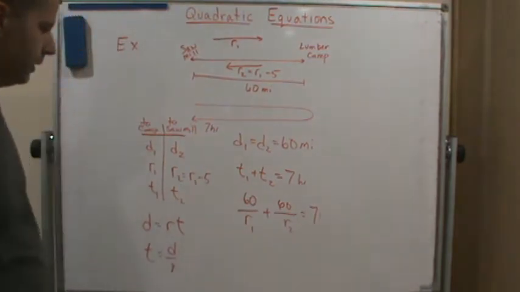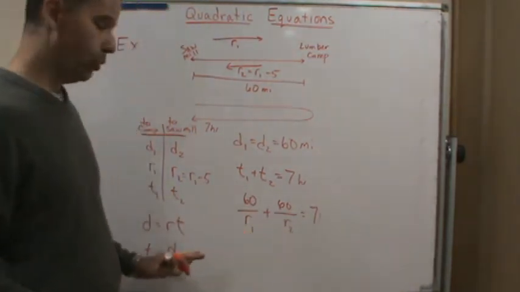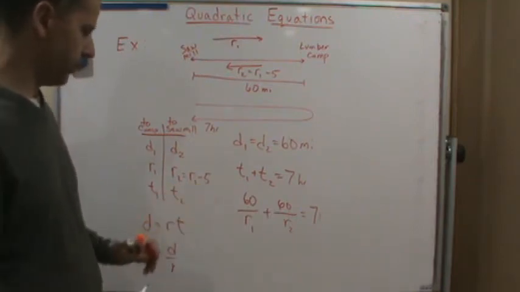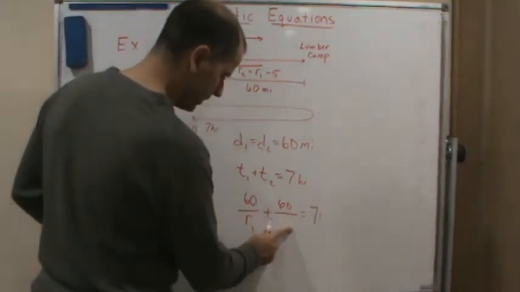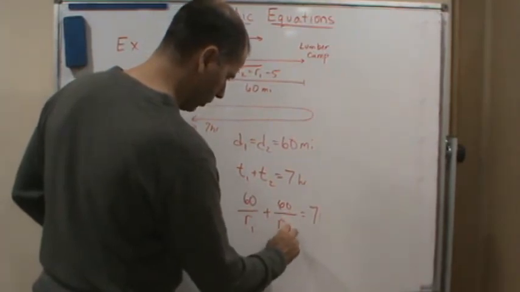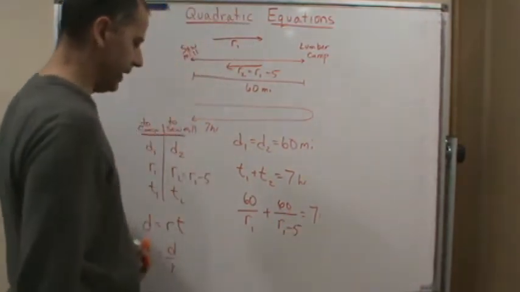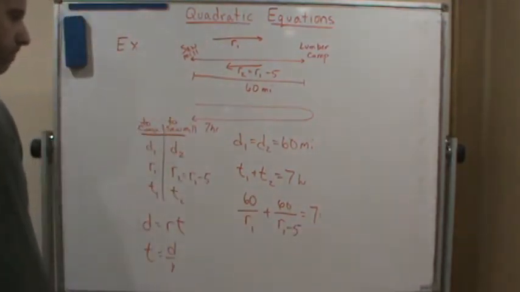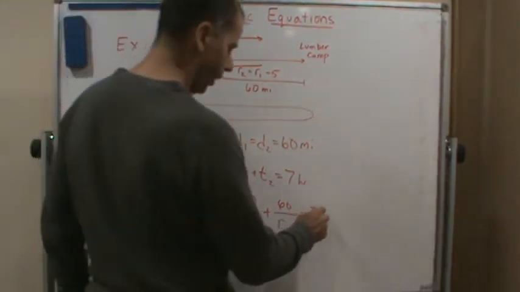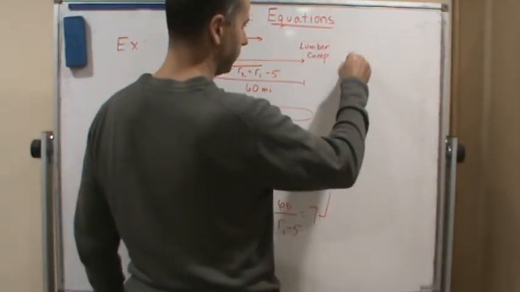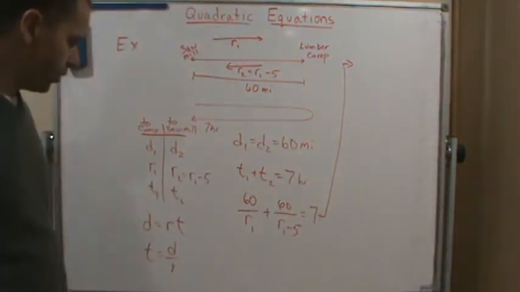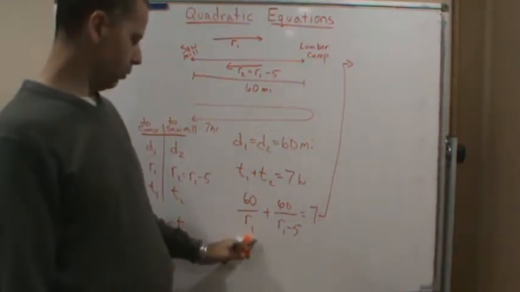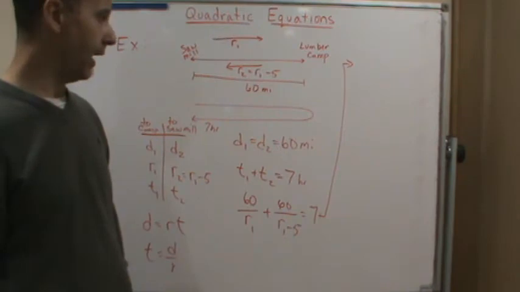Okay. Now, R1 and R2 we don't know, but we can at least rewrite R2 in terms of R1, because R2 is equal to R1 minus 5. And now we've got an equation with one unknown that we can solve for. Okay? Now, so what do we do? Well, we've got to get rid of the fractions. That's the first thing. So again, I'm going to multiply through by the least common denominator, which is going to be R1 times R1 minus 5.